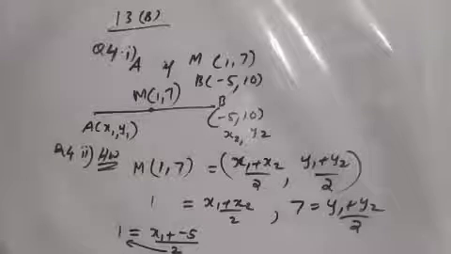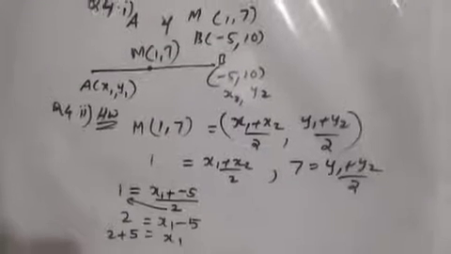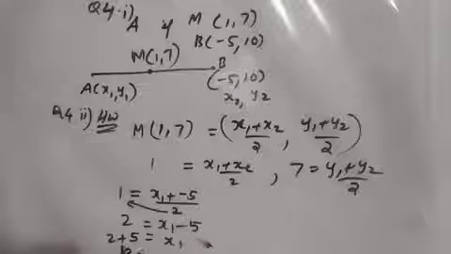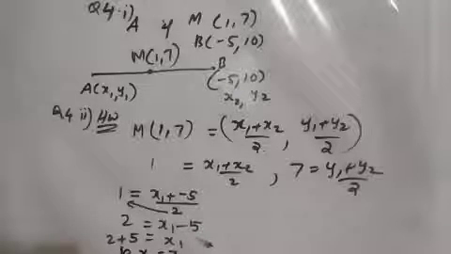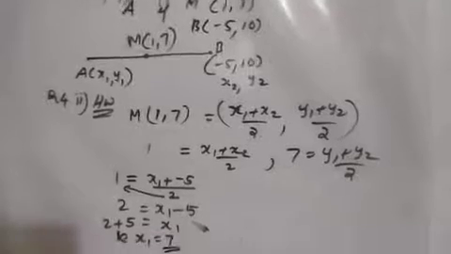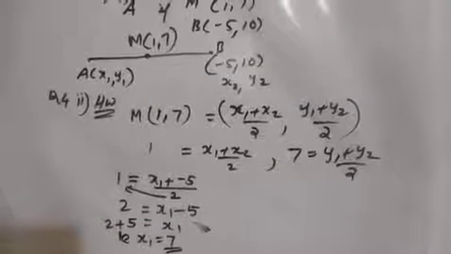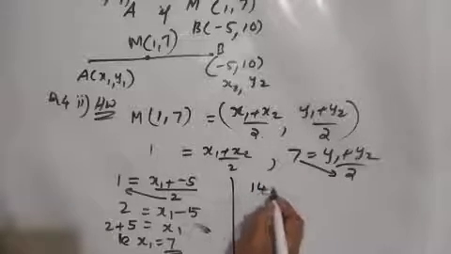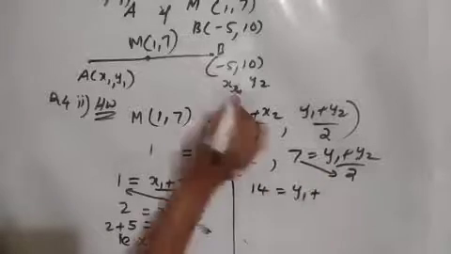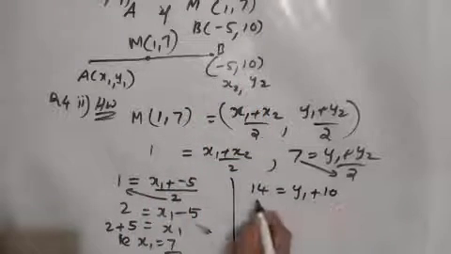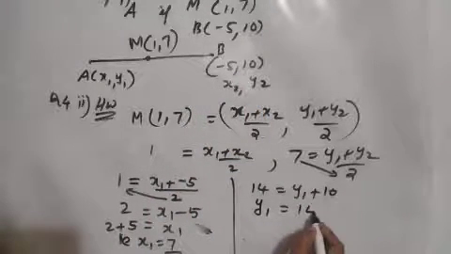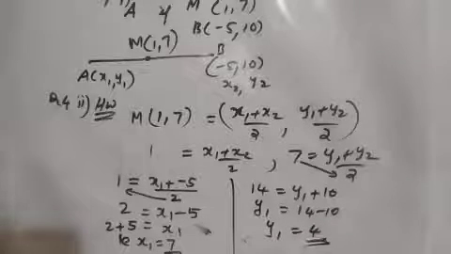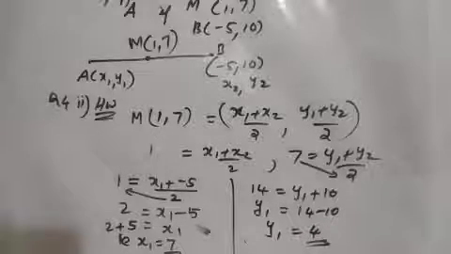2 plus 5 is 7. That is x1 equals 7. Similarly, cross multiply this. 14 equals y1 plus y2. y2 is 10, so y1 is 14 minus 10. y1 is 4. Okay. Thus we calculated x1 and y1.